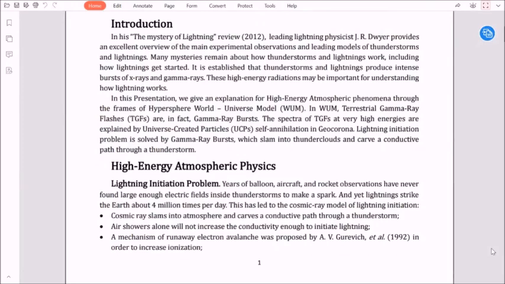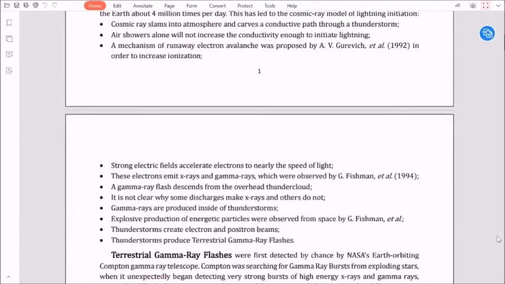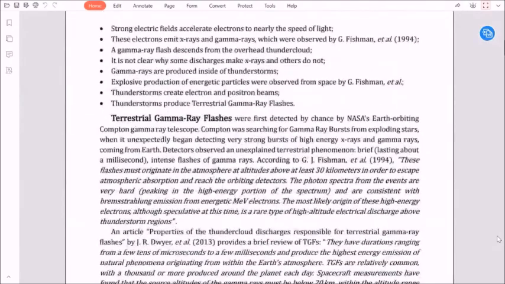Air showers alone will not increase the conductivity enough to initiate lightning. A mechanism of runaway electron avalanche was proposed by Gurevich et al. in 1992 in order to increase ionization. Strong electric fields accelerate electrons to nearly the speed of light. These electrons emit X-rays and gamma rays, which were observed by Fishman et al. in 1994. A gamma ray flash descends from the overhead thundercloud.